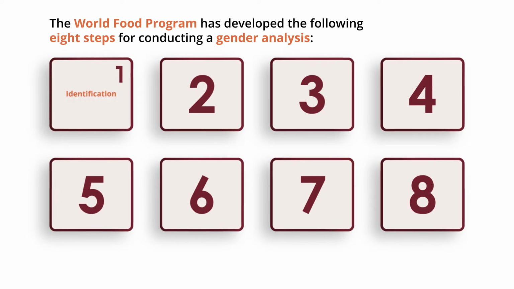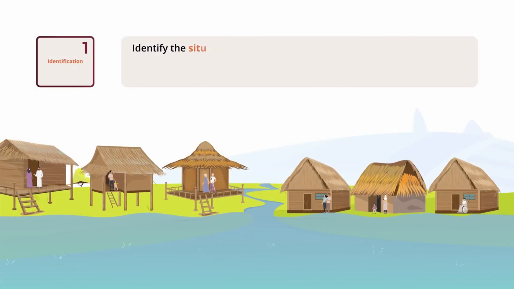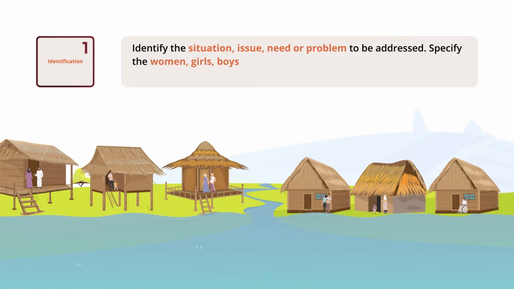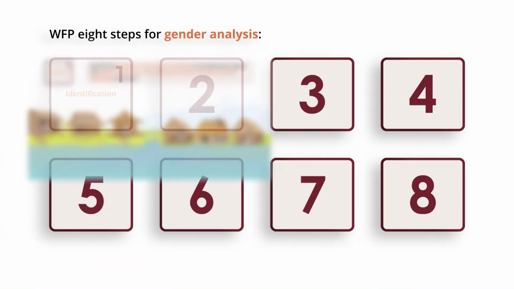Step 1. Identify the situation, issue, need, or problem to be addressed. Specify the women, girls, boys, men, and persons with non-binary gender identities concerned.